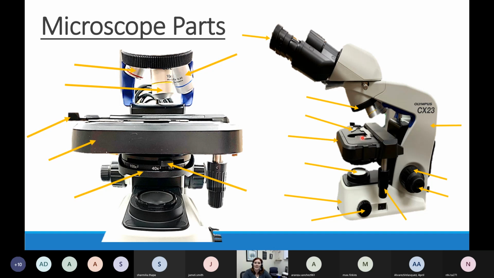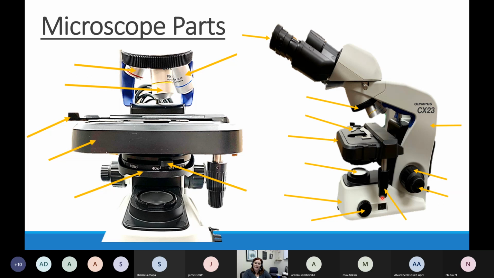Once your slide is clipped in place, we can use the stage adjustment knob that's hanging down from the stage right here to move that slide forward and backwards, left and right. So the stage adjustment knob right here.